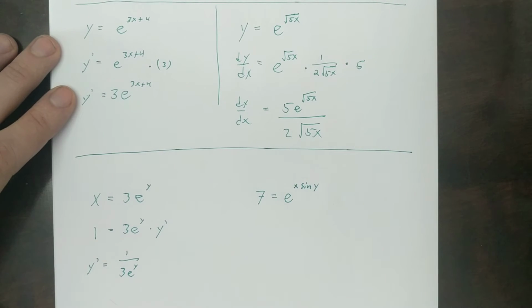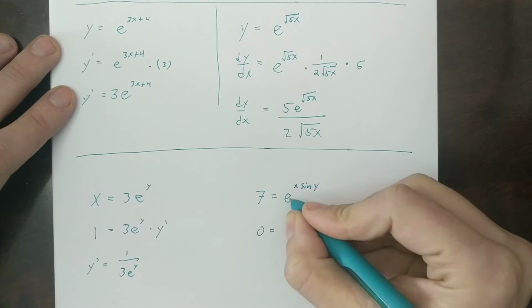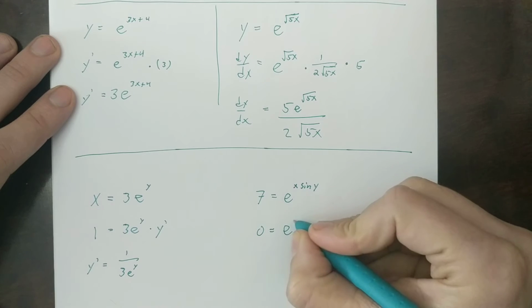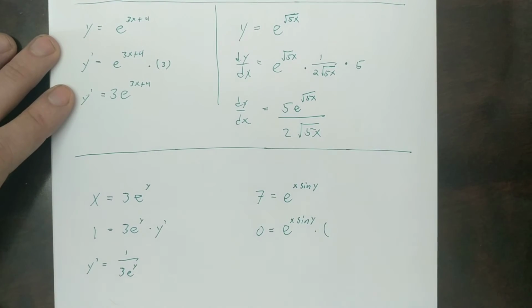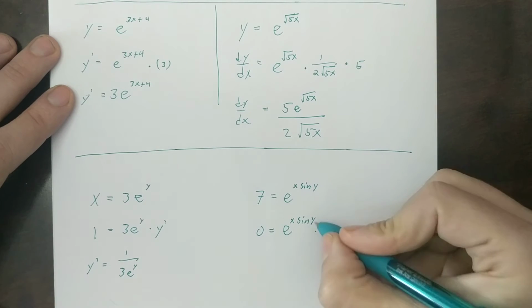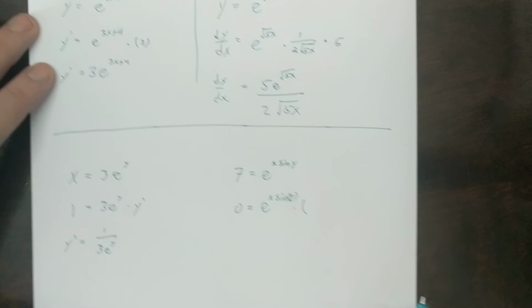All right, how would I do the derivative of this? Well, derivative of 7 is 0. The derivative of e to some power is e to the x sine y times the derivative of what's inside. Well, the derivative of what's inside is itself a product. It's x times sine y.